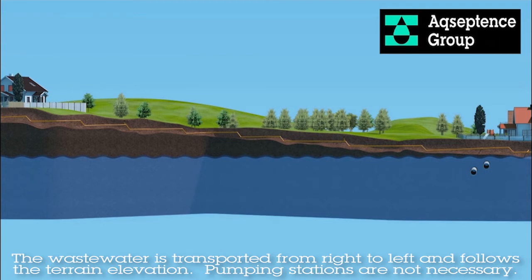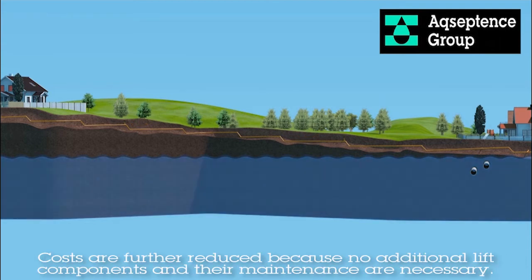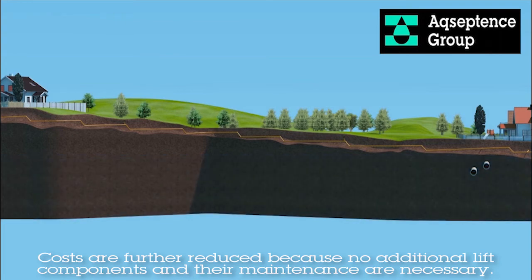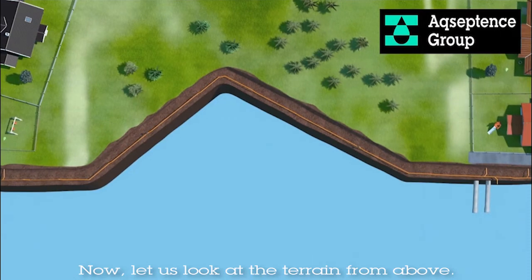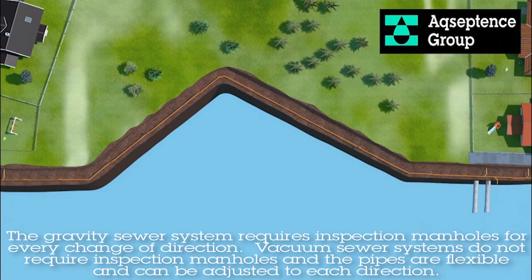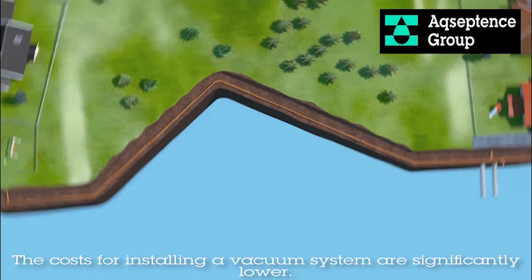The wastewater is transported from right to left and follows the terrain elevation. Pumping stations are not necessary. Costs are further reduced because no additional lift components and their maintenance are necessary. Now let us look at the terrain from above. The gravity sewer system requires inspection manholes for every change of direction. Vacuum sewer systems do not require inspection manholes, and the pipes are flexible and can be adjusted to each direction. The costs for installing a vacuum system are significantly lower.